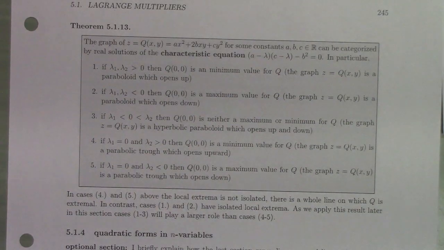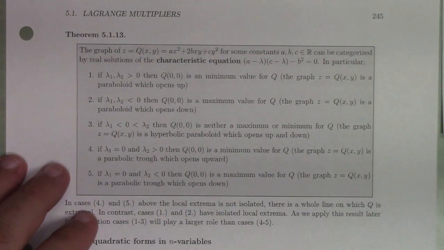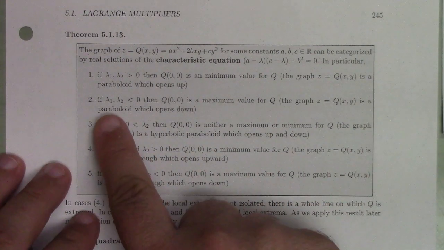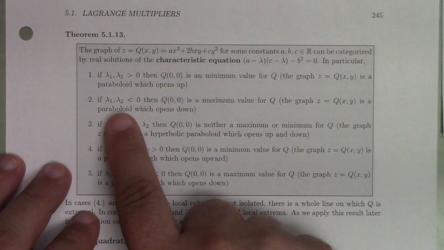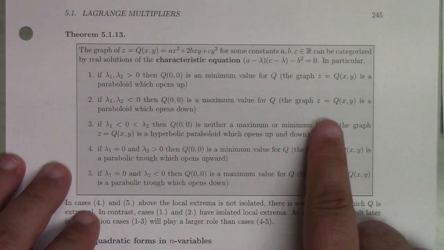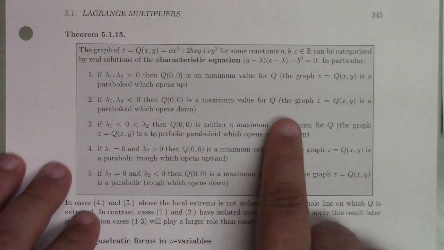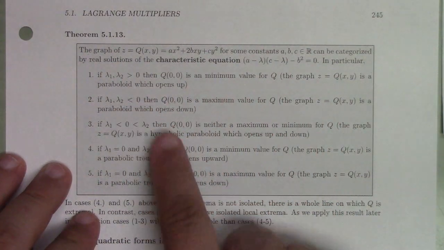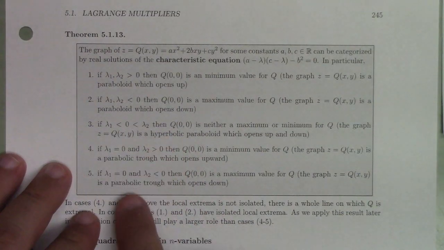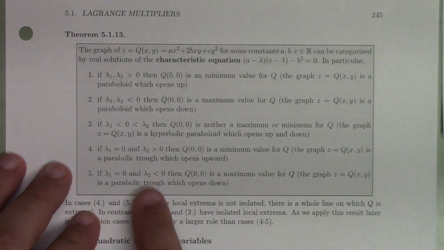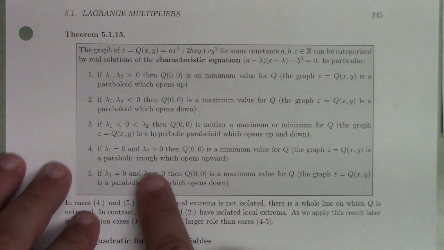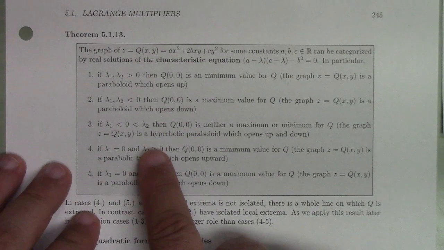If they're both positive, then the graph z equals q of xy is a paraboloid which opens up. If both the eigenvalues, or characteristic values, are negative, it's a paraboloid which opens down, and so z has a maximum value at 0 in that case, and a minimum value in the other case. If one is positive and one is negative, then it's like a hyperbolic paraboloid. It opens both up and down, and so it's neither max nor min. It's what you call a saddle.